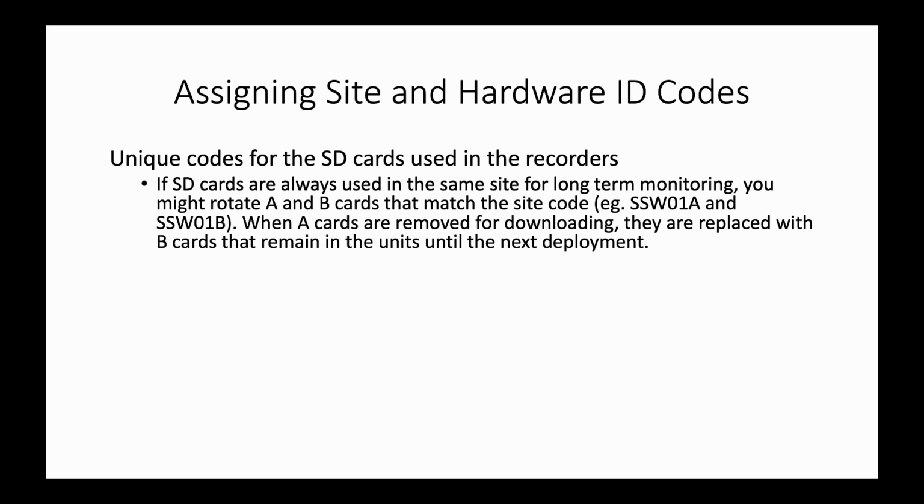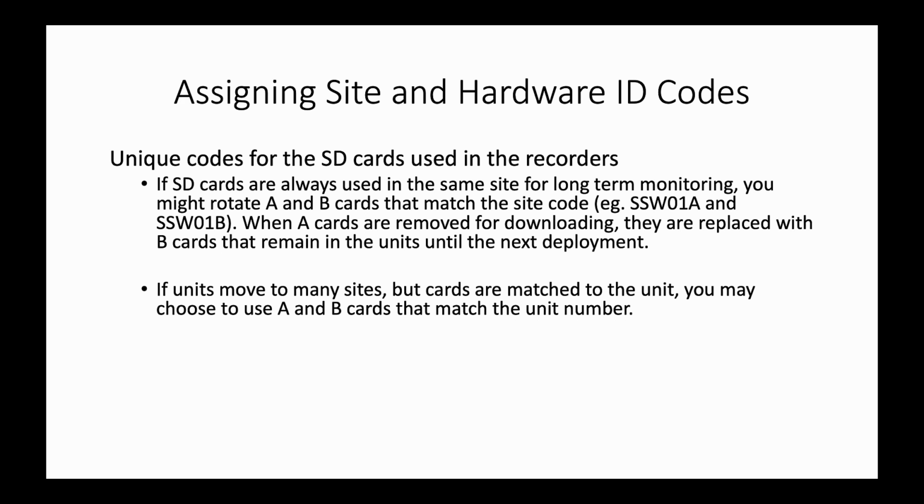And so when we go to collect data, we take set A out of the recorder and put set B in so the recording can begin immediately. And then we bring set A back to the lab and download and curate those files. And so if the sites are fixed, having just a rotating roster of 2 cards can be quite useful.